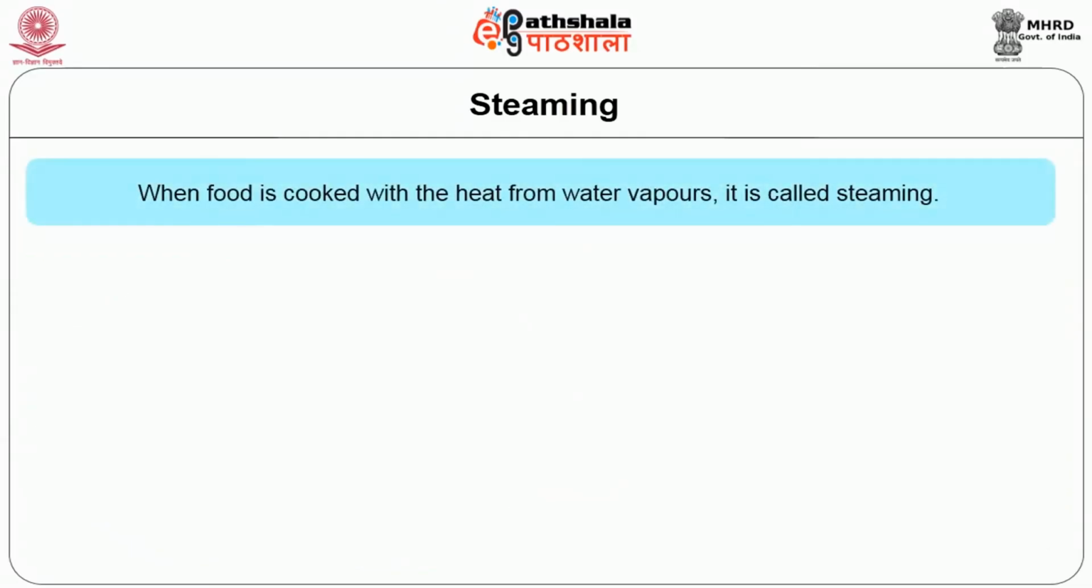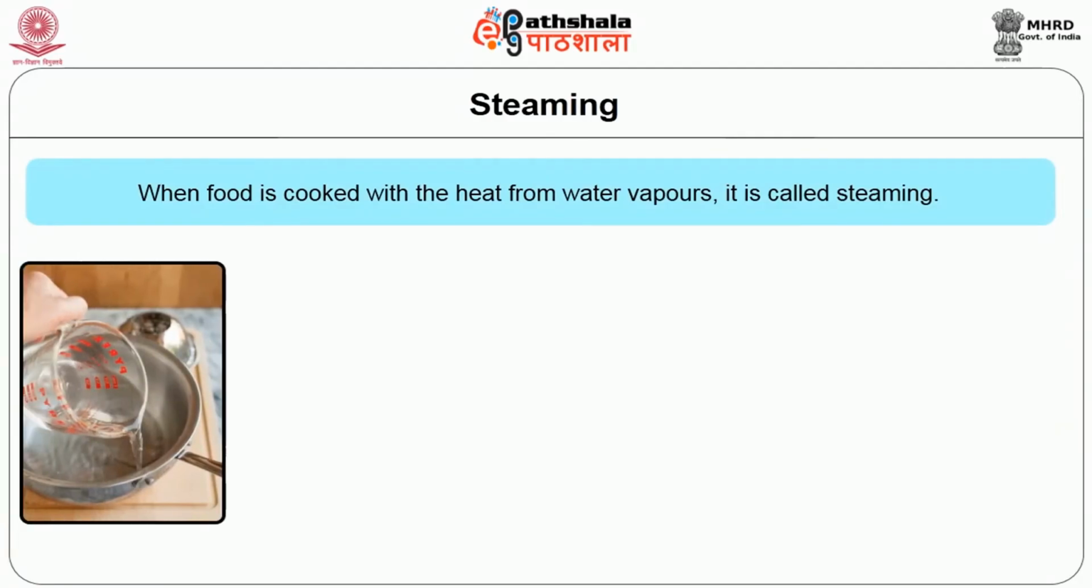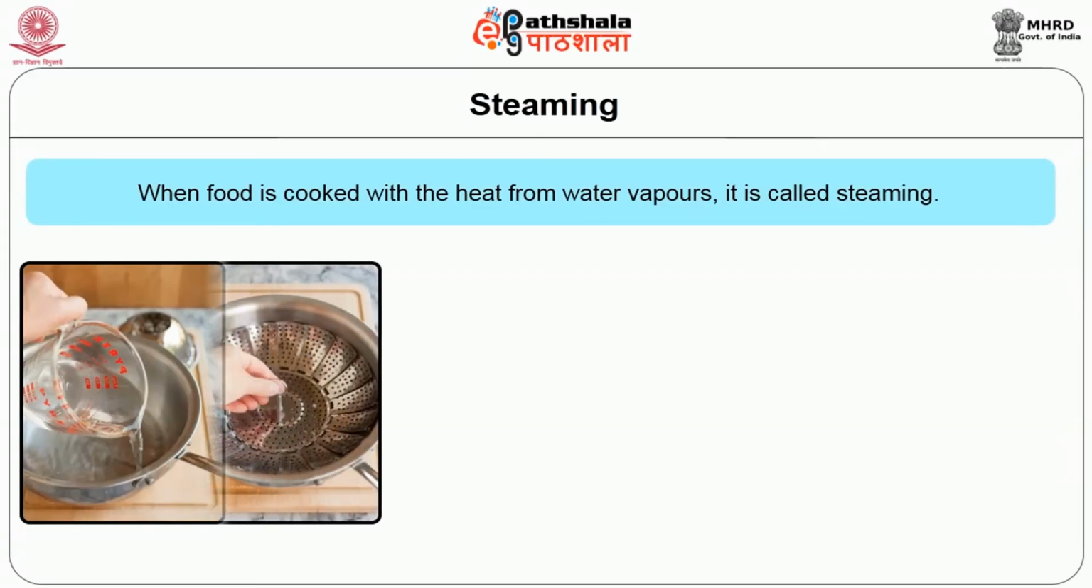When food is cooked with the heat from water vapors, it is called steaming. How do you steam food? Well, you keep food in a pan in such a way that it comes in contact with steam from the boiling water. The lower pan contains water.